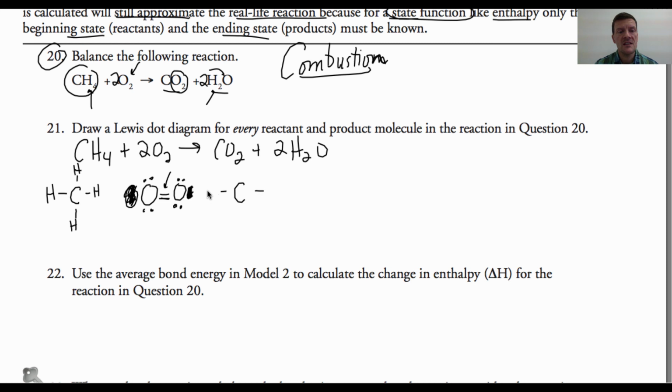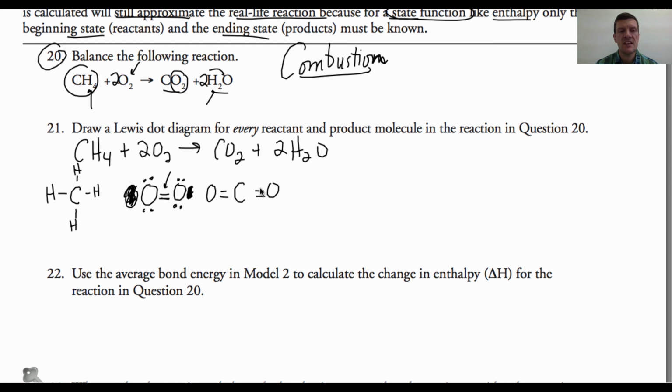Carbon dioxide, there's my skeleton structure. Carbon has 4 valence electrons, each oxygen has 6. So 6 times 2, that's 12, and another 4, that's 16. I've got 4 represented, so I'm going to need another 12. And if I just put them around the oxygens, the carbon's not going to be happy.